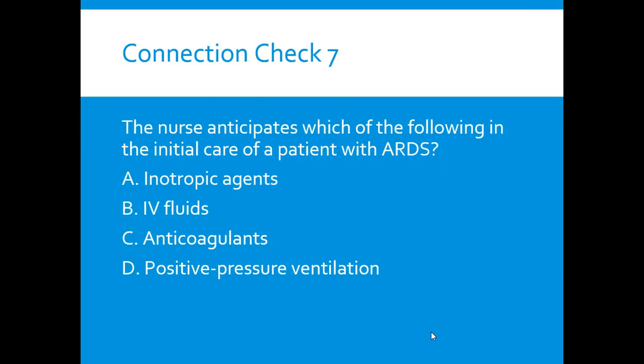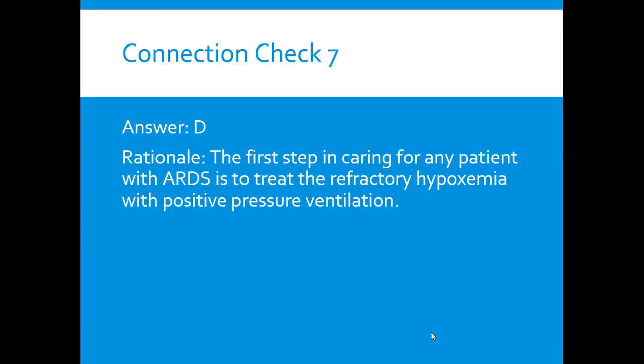So let's do just a few more review questions. The nurse anticipates which of the following in the initial care of a patient with ARDS? Inotropic agents, IV fluids, anticoagulants, or positive pressure ventilation. So it's initial care. D. The first step in caring for a patient with ARDS is to treat that refractory hypoxemia with positive pressure ventilation.